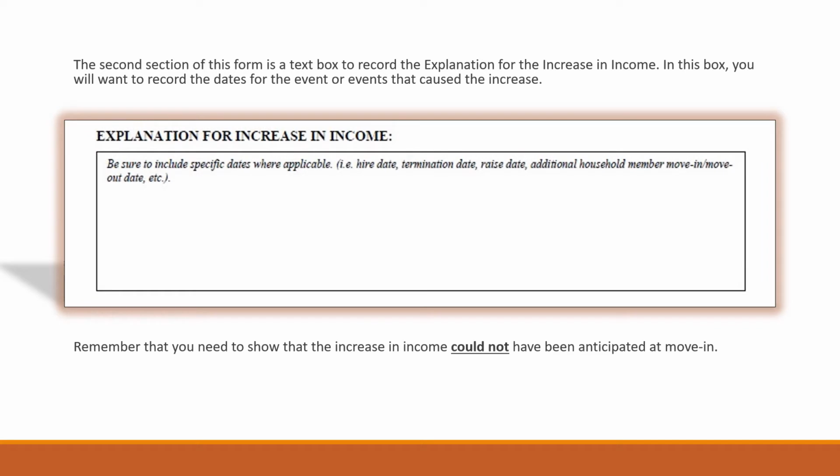The second section of this form is a text box to record the explanation for the increase in income. In this box, you will want to record the dates for the event or events that caused the increase. Remember that you need to show that the increase could not have been anticipated at move-in.